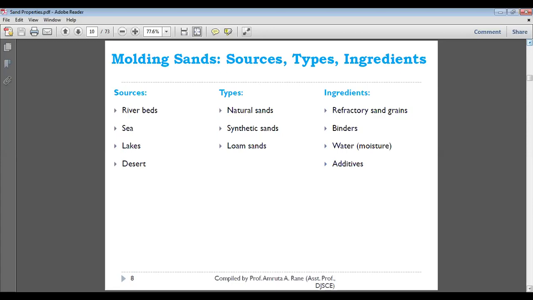There is no restriction. So deserts are the bulky source, major source of molding sand. Then types of sands are natural sand, synthetic sand, and loam sand. Natural sands are extracted from the natural sources. Synthetic sands are made in companies and factories. And loam sands are the other type of sands that we normally use for making molds. Then ingredients: refractory and sand grains, binders, water or moisture, and additives. Sand grains are mixed with binders, then moisture or water is used as a sticky material, then additives are used to provide strength to the molding sands.